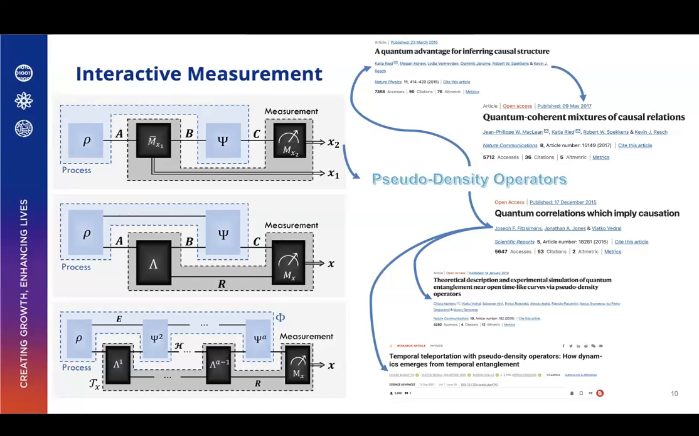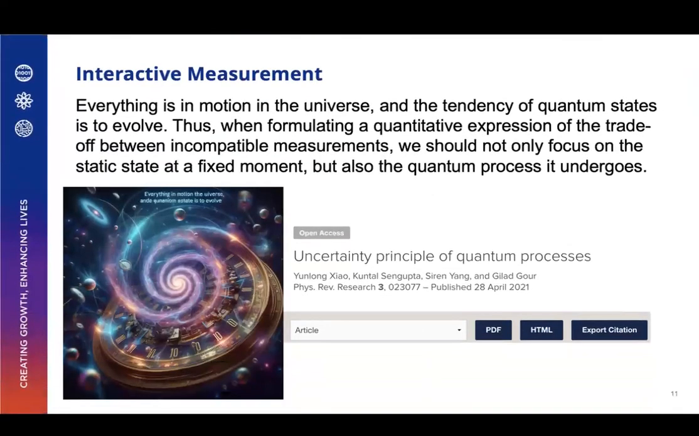And the most general form of measurement is like this one. We can implement some quantum channels, lambda 1 until lambda n minus 1, and then implement some POVM at the end. We call this kind of measurement an interactive measurement. This kind of interactive measurement is very important. The motivation comes from two parts.